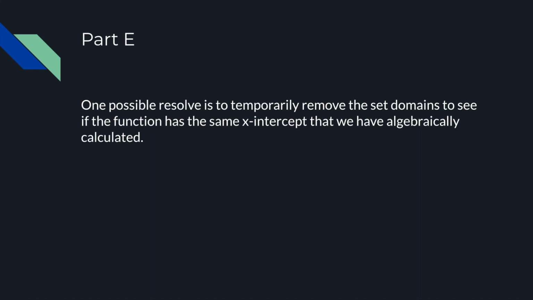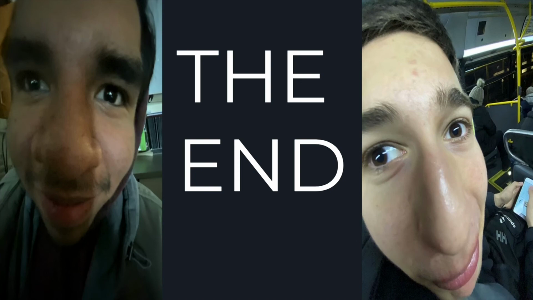Part E asks, how can we resolve the fact that the algebra seems to contradict our graphical evidence of x-intercepts? One possible resolution is to temporarily remove the set domains to see if the function has the same x-intercept that we have algebraically calculated. This is the end of Lesson 6.